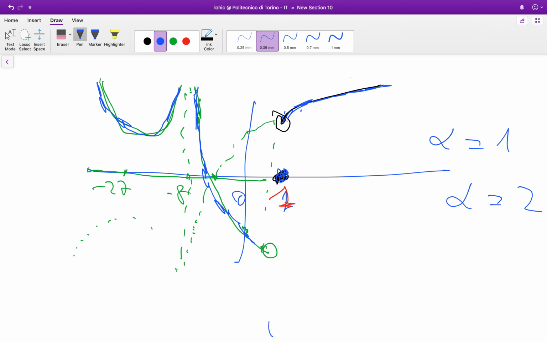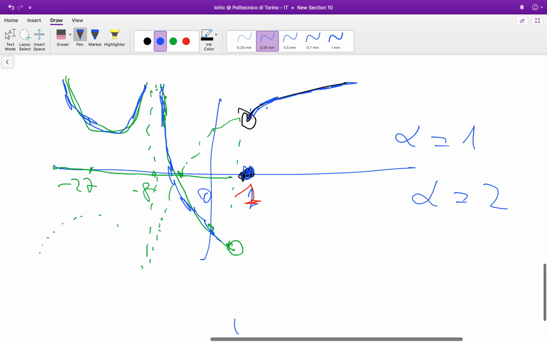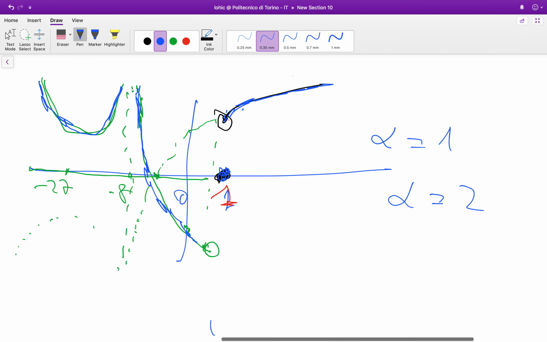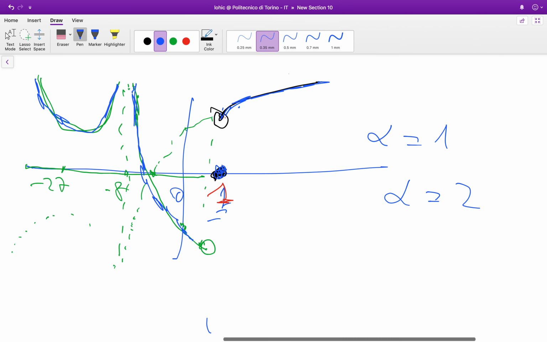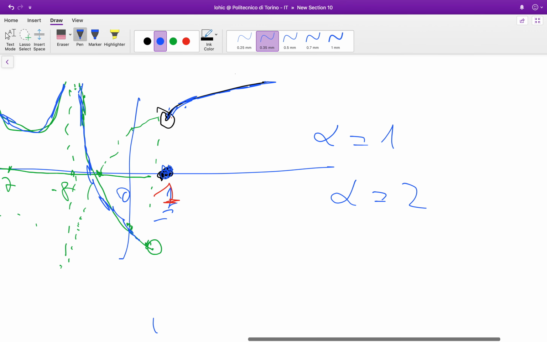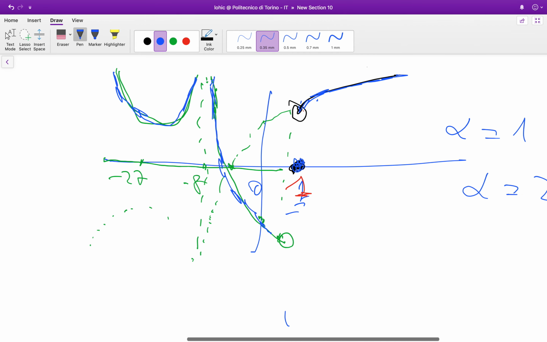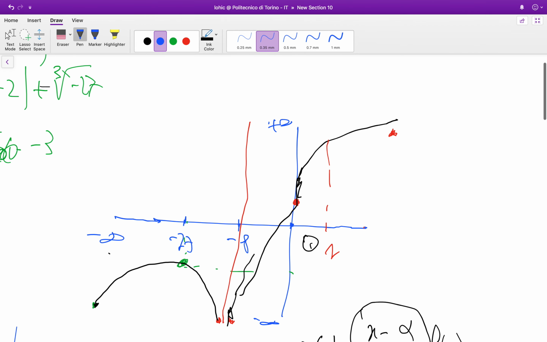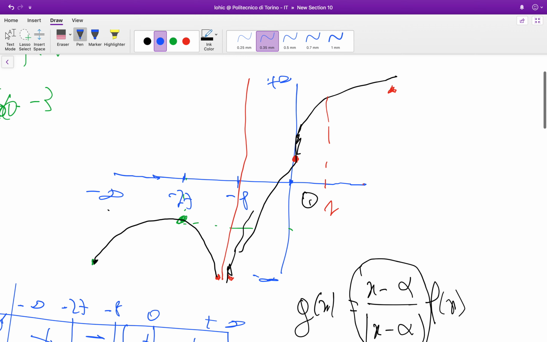The only thing is, I will not have exactly the same graph, because if I change alpha and put alpha equal to 2, instead of having 1 here, I will have this kind of discontinuity at 2. If I put 3, I will have the discontinuity at 3. Is that clear?